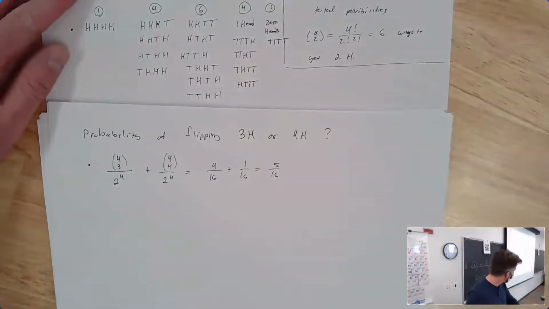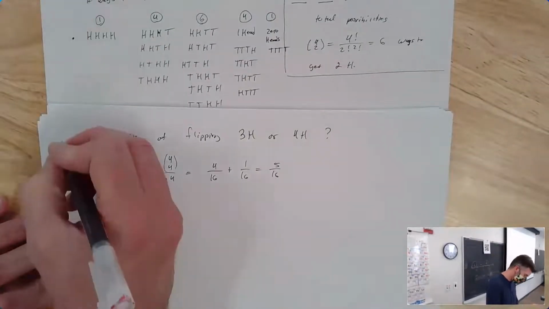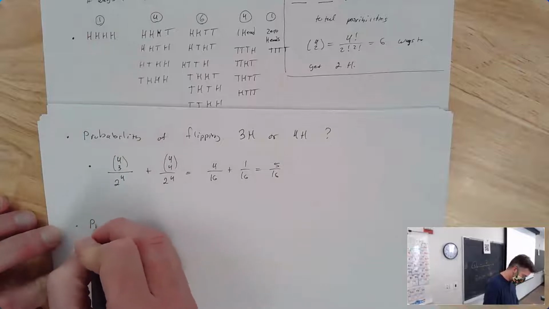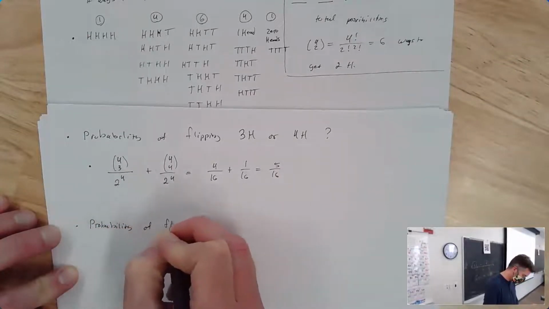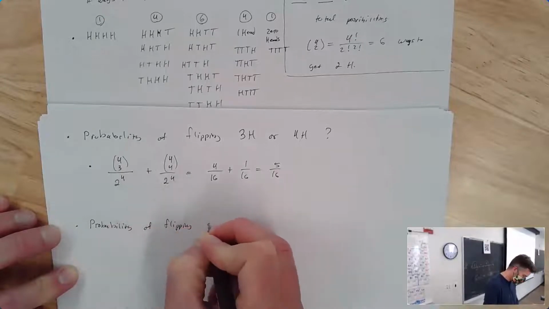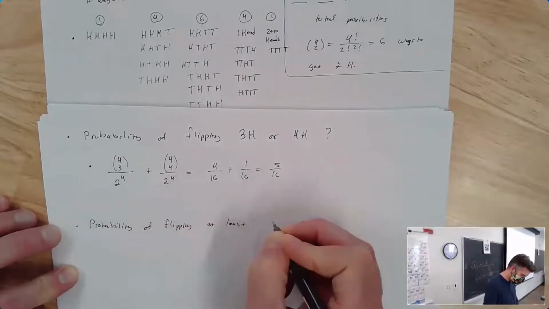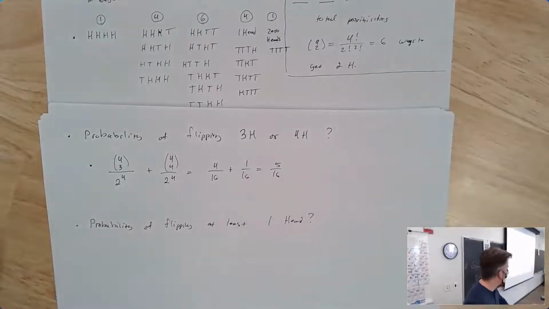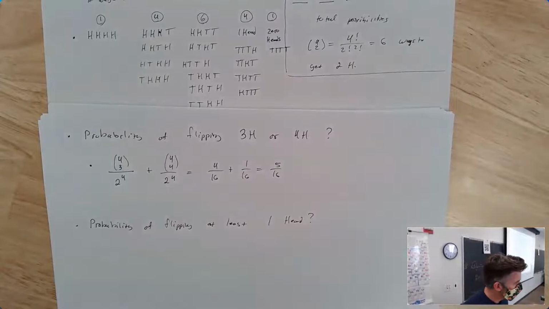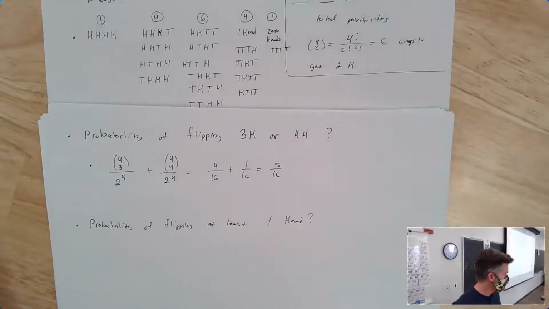Feels a little better. What's the probability of flipping at least 1 head? So if you see this language, at least 1 of something, or at least a small number of something, this is usually a good indication that they want you to not make your life terrible. They're trying to give you an easier way of doing it.